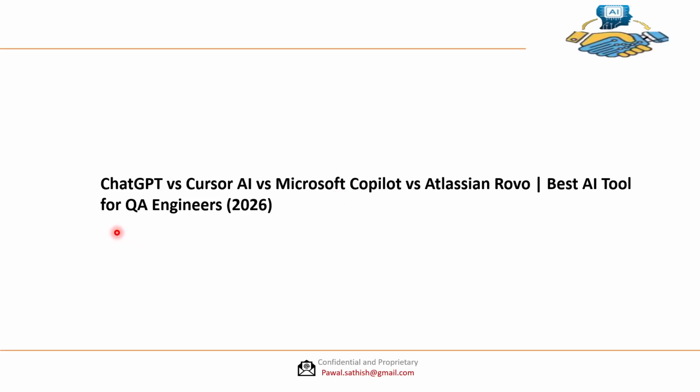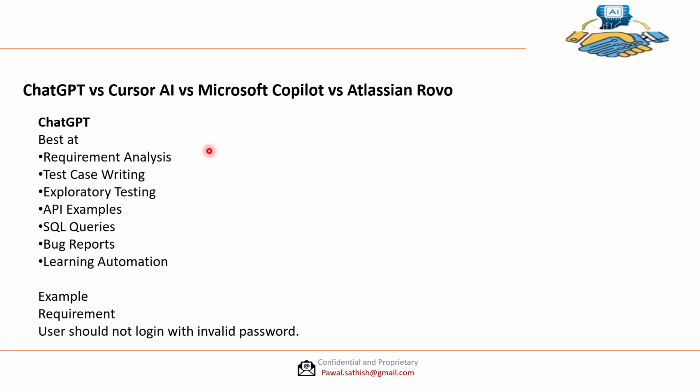Today's session we'll see what is the difference between ChatGPT, Cursor AI, Microsoft Copilot, and the Atlassian Rovo, and when, as a QA, we can use these tools. Okay, so first we'll start with ChatGPT.